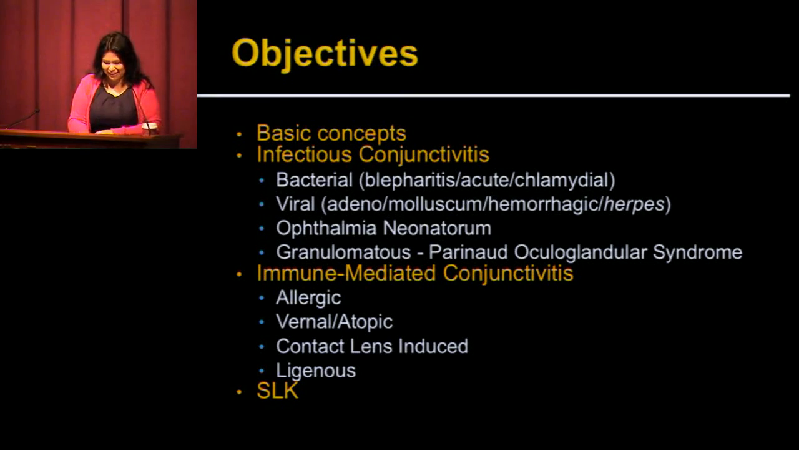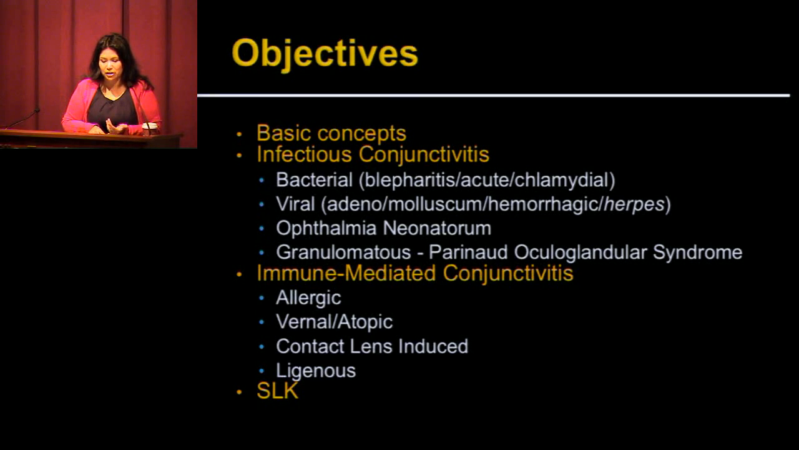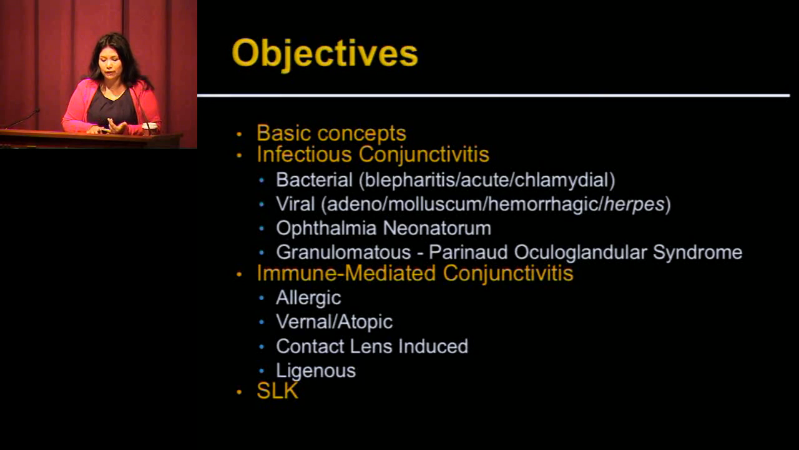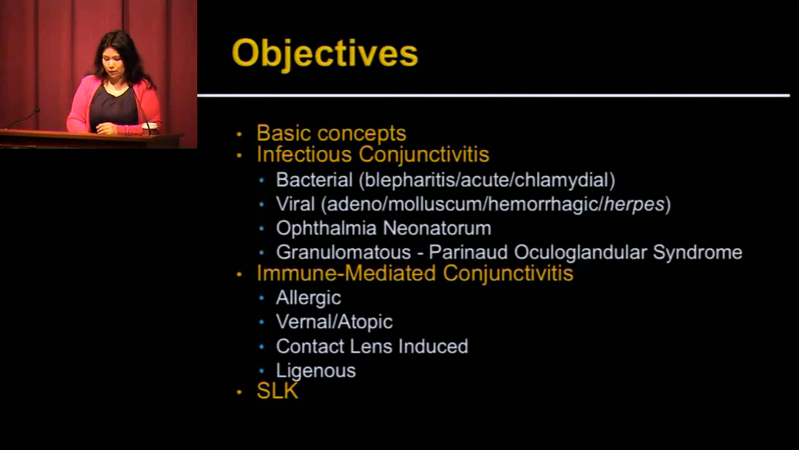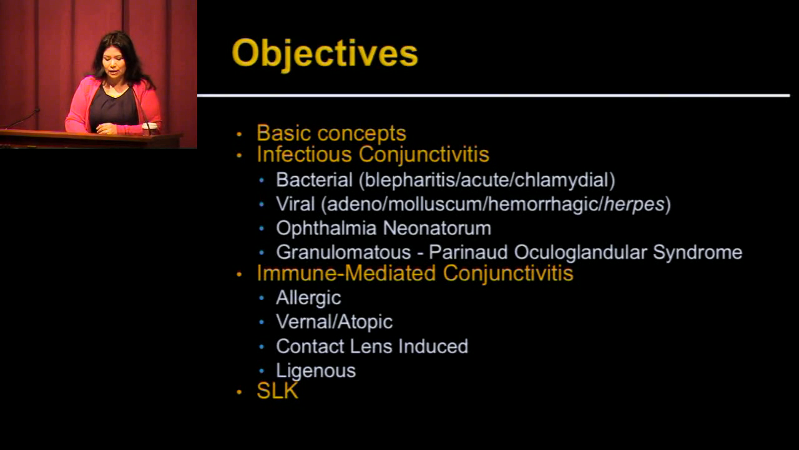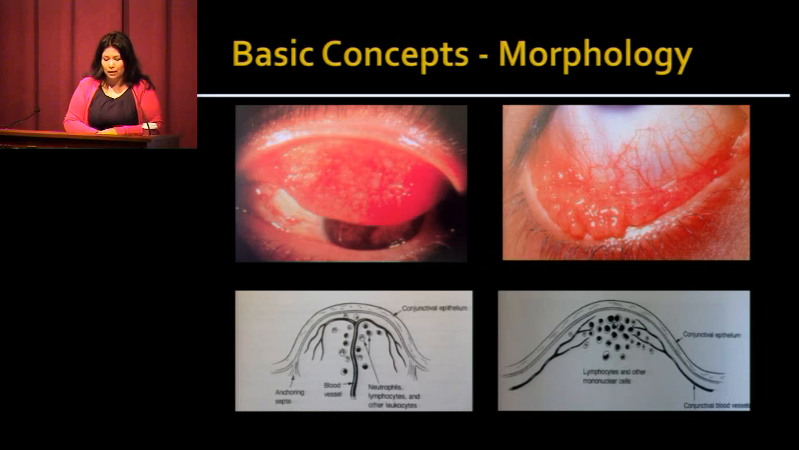Everything is still fresh. So I had a lot to cover in this lecture, and it's all about conjunctivitis. We have the infectious kind, so I'm going to go through bacterial, viral, ophthalmic, and granulomatous. We're going to do immune-mediated conjunctivitis as well: allergic, vernal, atopic, contact lens-induced, and ligneous. We're going to talk about SLK at the end, and that's in its own little category.